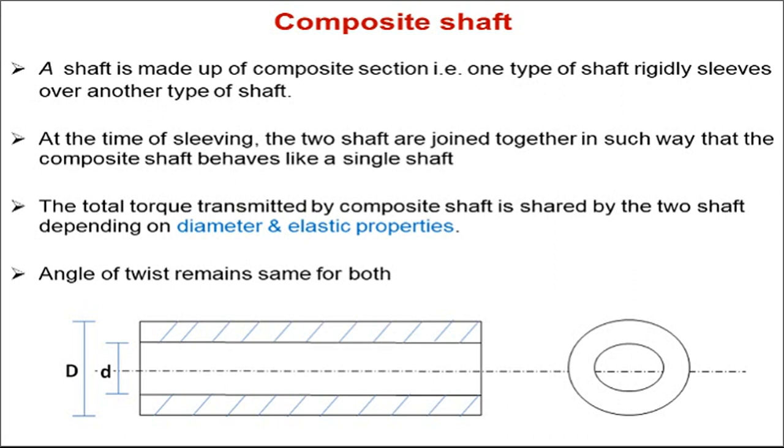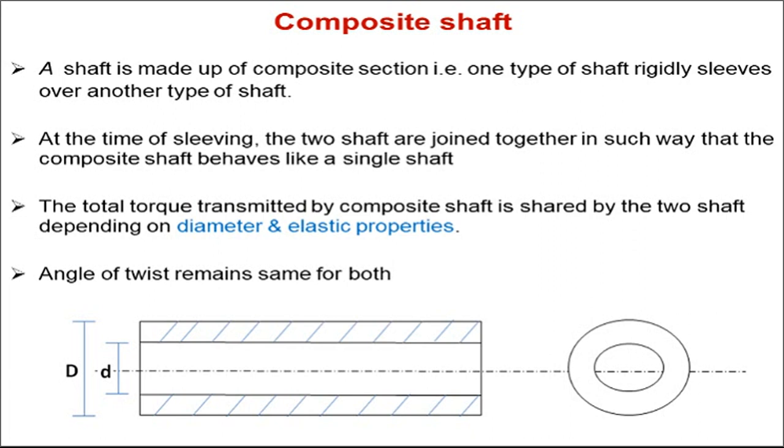So after it is rigidly sleeved into one another, the total torque transmitted by the composite shaft is shared by the two shafts depending upon the diameter and the elastic properties. Means whenever two different shafts are rigidly sleeved in each other, whatever torque is transmitted is shared by both of these shaft materials, and that sharing depends upon the diameter of the shaft and the elastic properties of both of these shafts.